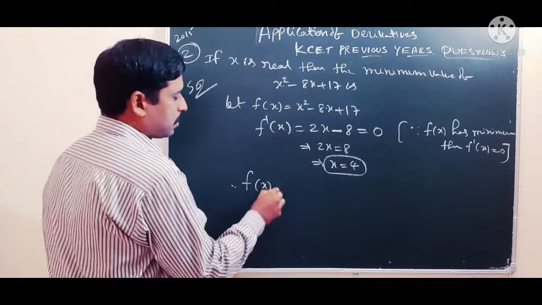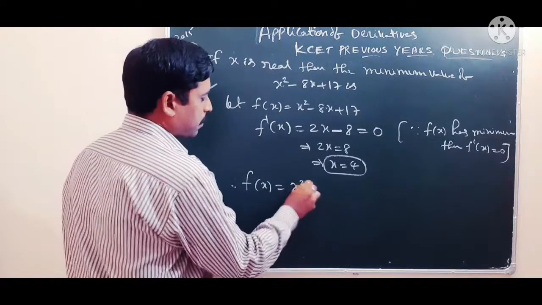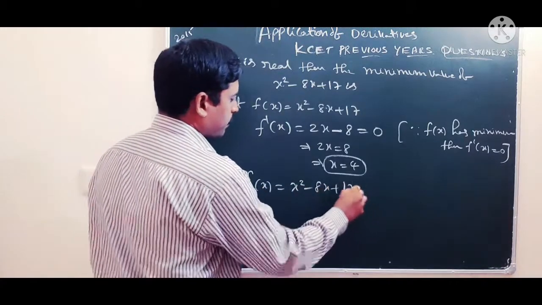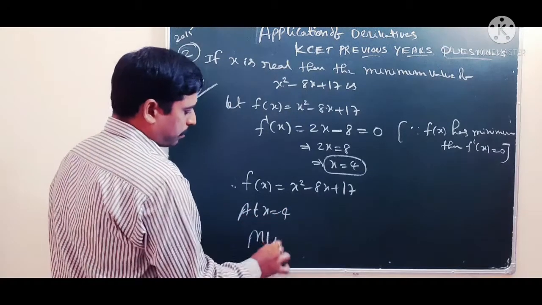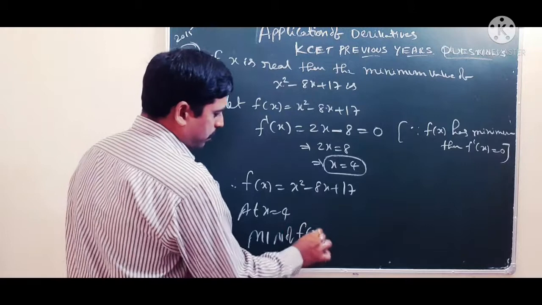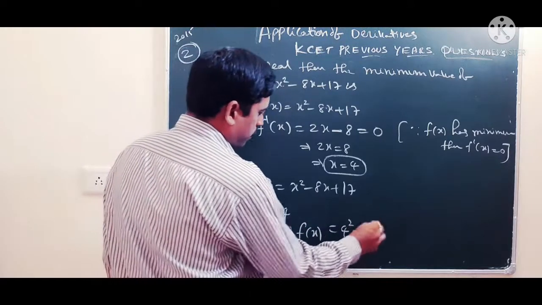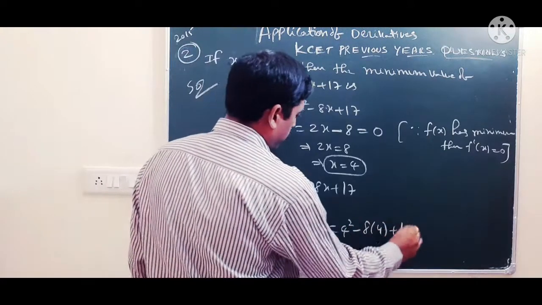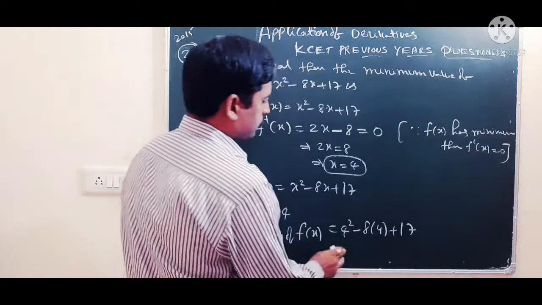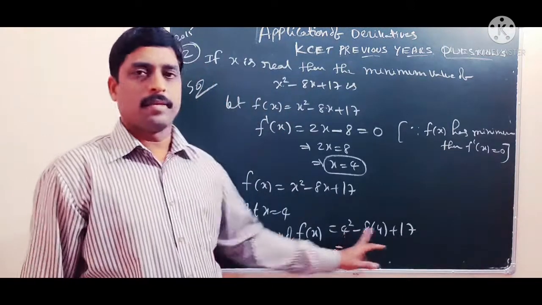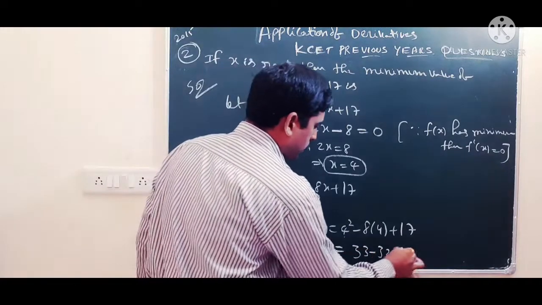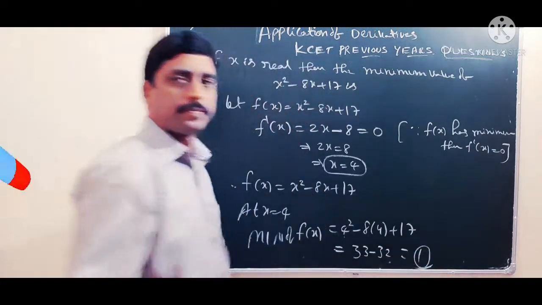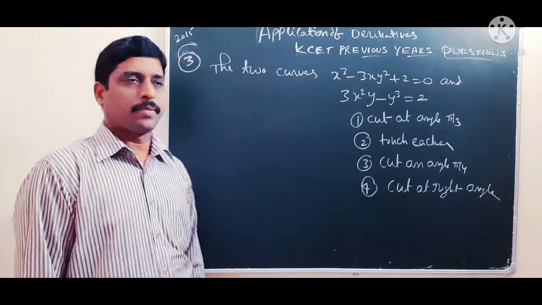Therefore f of x is equal to x square minus 8x plus 17. At x is equal to 4, the minimum of f of x is equal to 4 square minus 8 into 4 plus 17. Okay, 16 plus 17, 33 minus 32. So answer is 1.